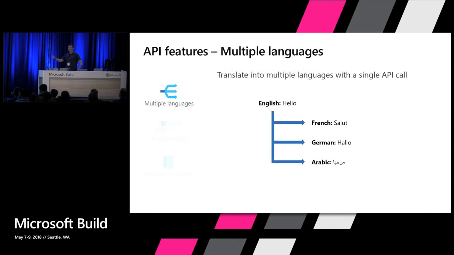So you can now do multiple translations in one call. If you need to translate a text, say for a chat room, for instance, in 10 languages, you don't need to call the API 10 times. You call it once, you get the 10 translations.